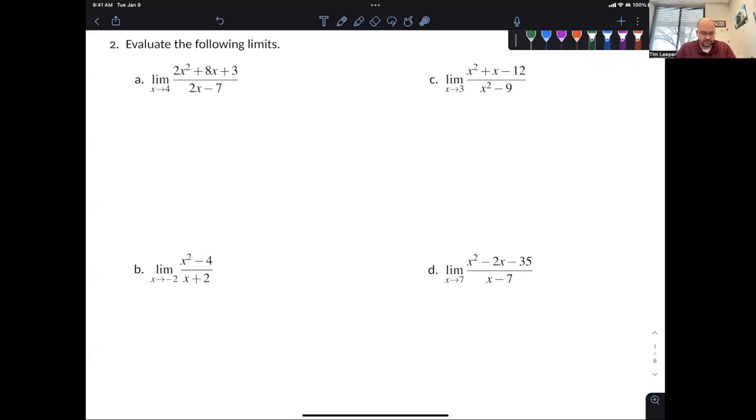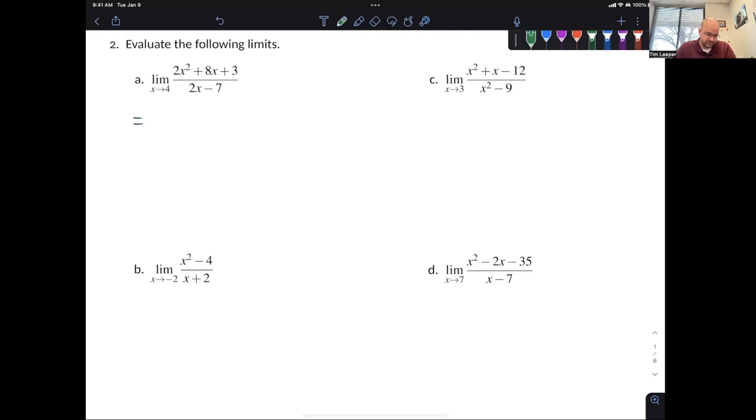So here we have the limit as x approaches 4 of 2x squared plus 8x plus 3 all over 2x minus 7. Notice that we can just go ahead and try and plug in 4. If we do, notice that if you're looking at the denominator here, 4 times 2 is 8 minus 7 is 1. That's not 0. So as a result, I can go ahead and just plug in 4. A lot of people forget there are times where you just plug it in. So that's what I'm going to do here.